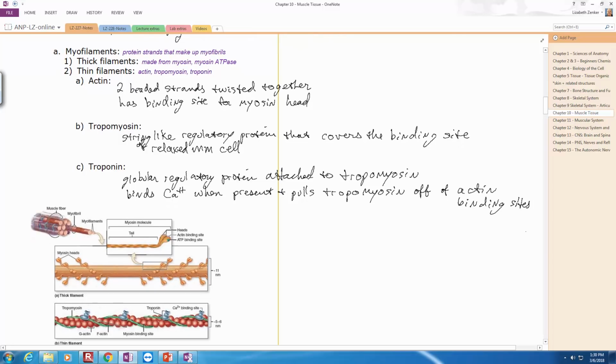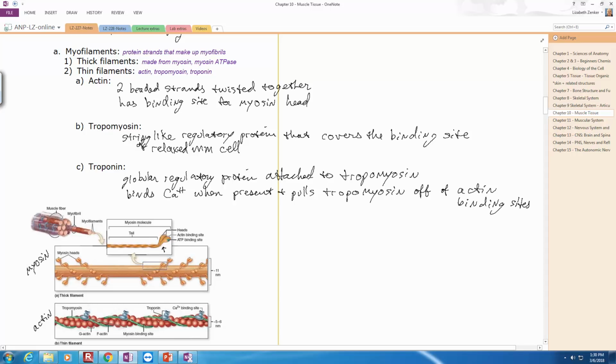So if we look at the pictures down here, I think myosin kind of looks like golf clubs. It has the funky golf club head here, with the stick part that you hang on to if you're going to play golf. And actin is the double beaded strand here. So we have actin here, and this one is myosin.